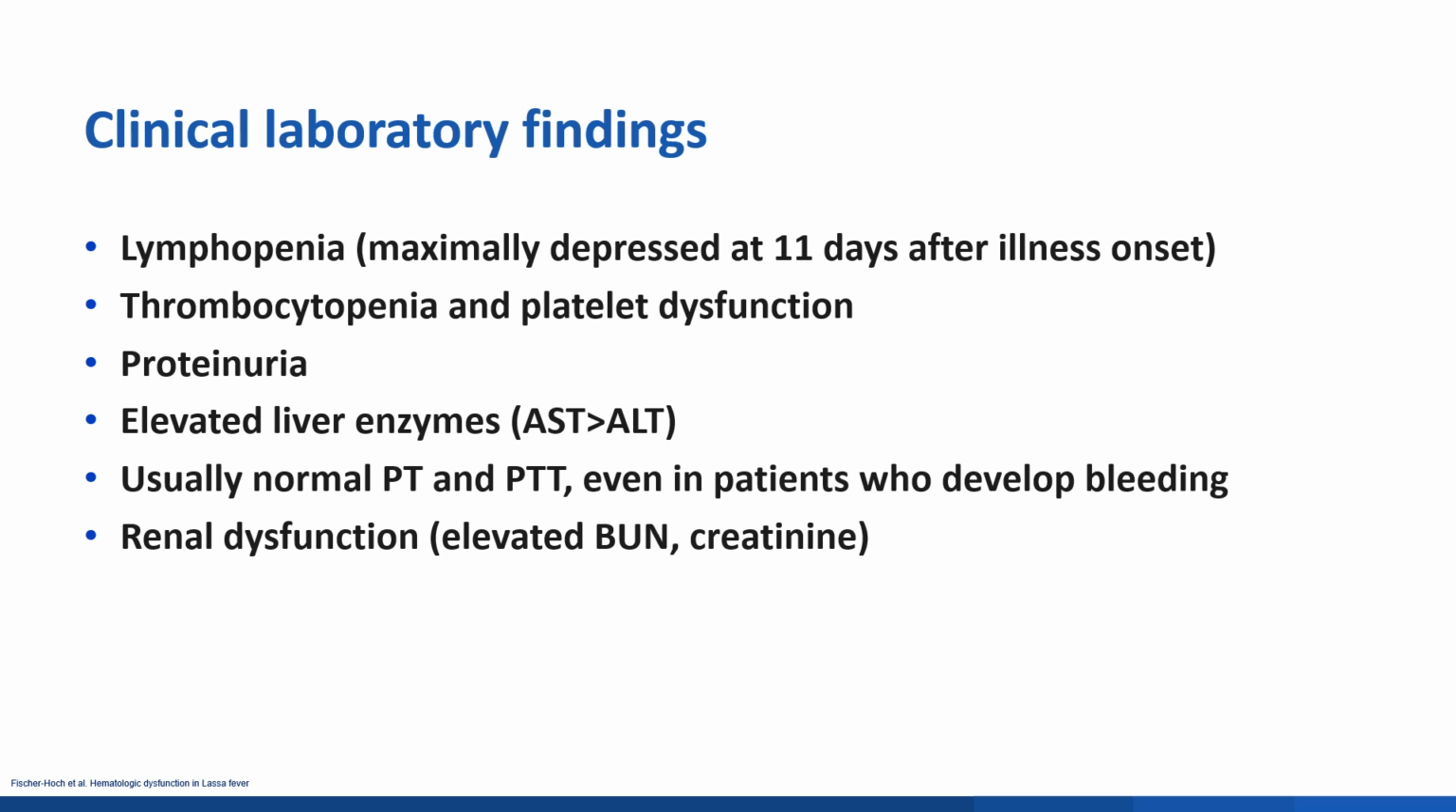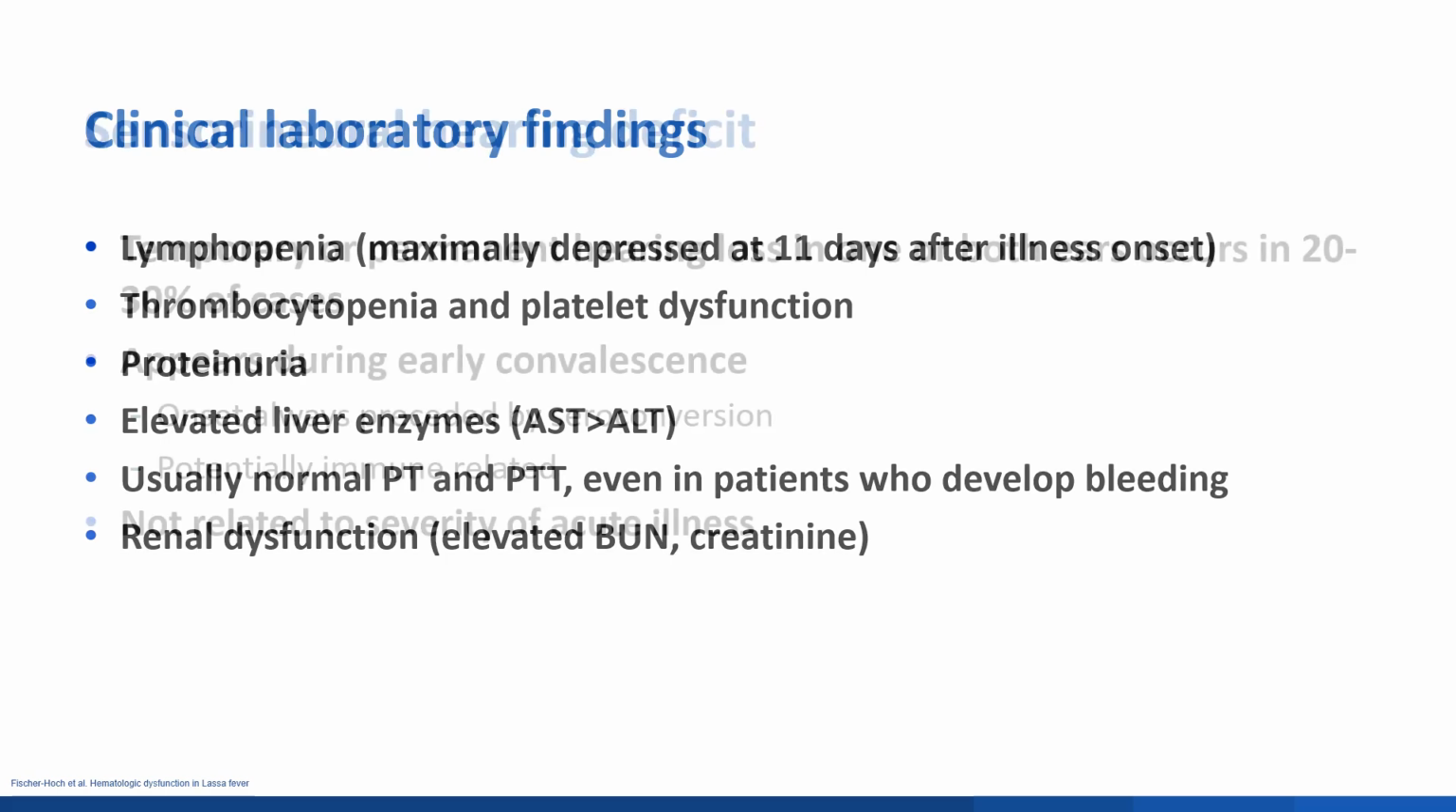Laboratory findings of patients with Lassa virus infection often include lymphopenia, with maximum depression at 11 days after illness onset, thrombocytopenia and platelet dysfunction, and proteinuria. Elevated liver enzymes with AST greater than ALT is also commonly seen. Coagulation factors, including PT and PTT, are usually normal, even in patients who develop bleeding. Signs of renal dysfunction can also be seen, with elevated BUN and creatinine values.